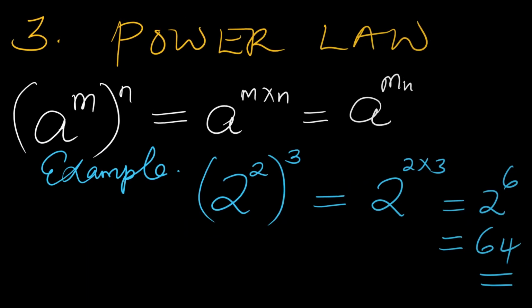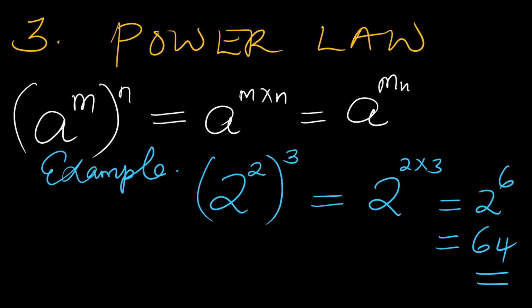The next law is what we refer to as the power law. Here, if you're given a raised to the power m, in brackets, raised to the power n, you simply get the product of these powers, m times n, and this will give a raised to the power mn. An example, 2 squared, everything raised to the power 3. You can work this out by opening the brackets and getting the product of 2 and 3. So it will be 2 raised to the power 2 times 3, which gives 2 raised to the power 6, and this will be 64.